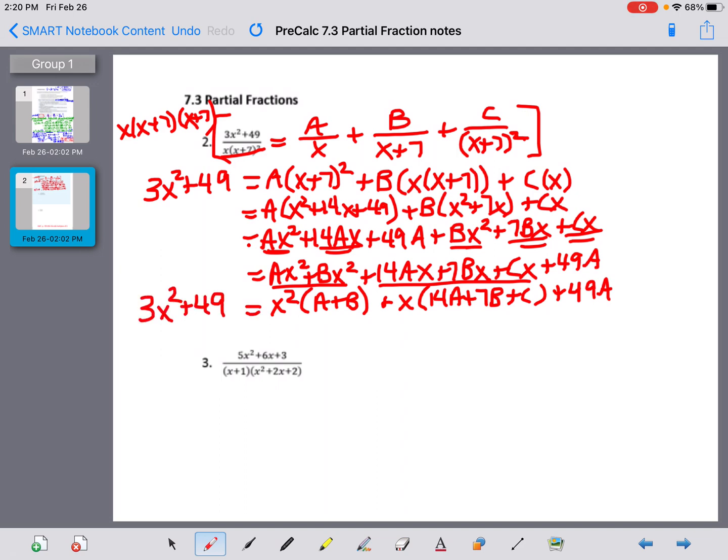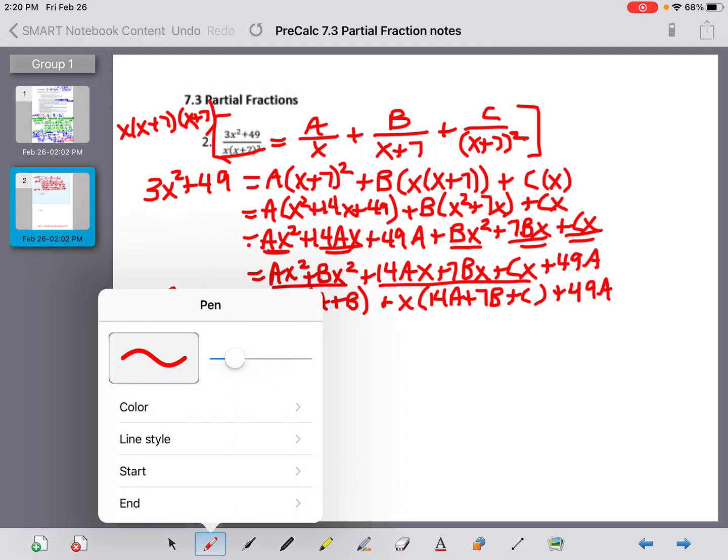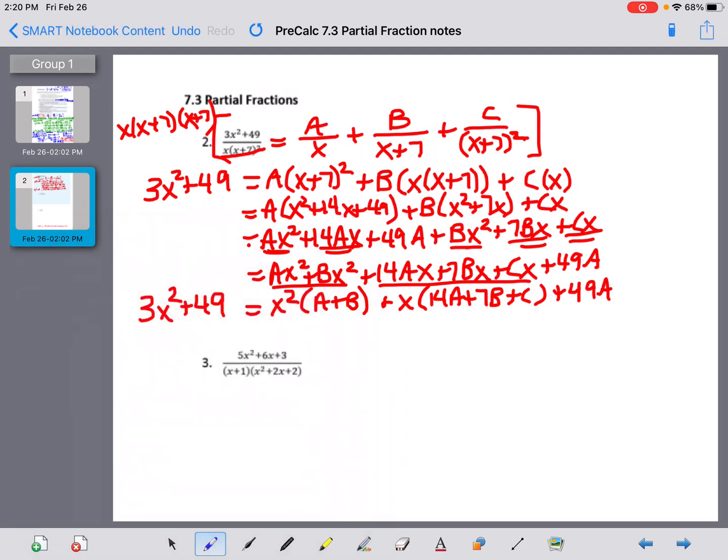Okay, now this is where we need to be careful as we set up our system. Whatever's with the x squared goes with my coefficient with the x squared. They're equal. So here I have a plus b equals 3. Now I have all this with x, but I seem to be missing an x term here. That means it has a coefficient of 0. So all of this, 14a plus 7b plus c, as much as we'd like it to disappear, we just need to know it equals 0. Even though there's nothing there, we can't make it disappear. It just needs to equal 0.